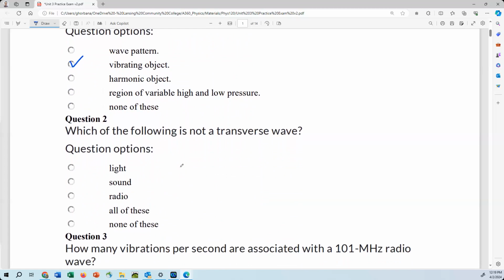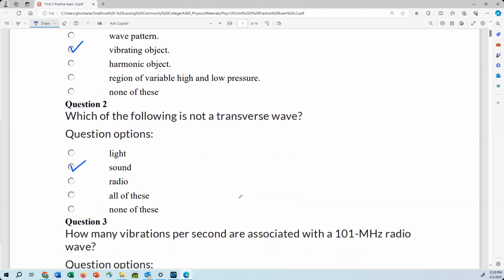Question number two: which of the following is not a transverse wave? We know the difference between transverse and longitudinal waves. In transverse waves, the displacement and the vibration are perpendicular, but in longitudinal waves, these two are in the same direction. They are parallel. Light is a transverse wave. Sound is a longitudinal wave, not a transverse wave, so the right answer is sound. Radio wave is like light. All electromagnetic waves are transverse waves, and the only longitudinal wave in these options is sound. Again, we have two forms of wave, transverse and longitudinal. If it's not transverse, it's longitudinal.